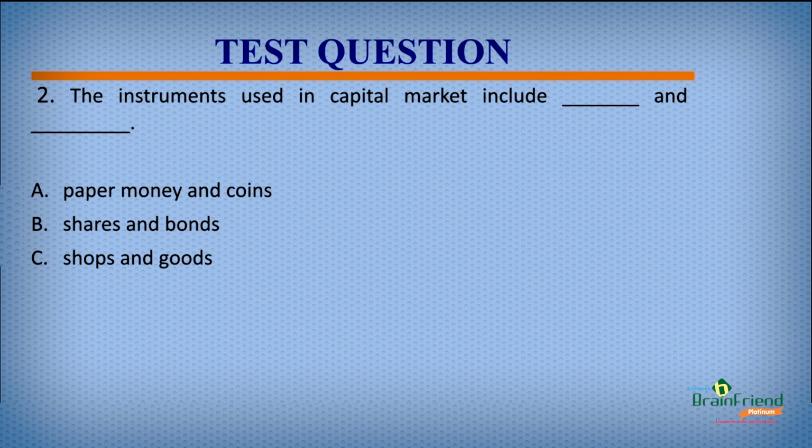Question number 2. The instruments used in capital market include dash and dash. A. Paper money and coins. B. Shares and bonds. C. Shops and goods. The right answer to this question is also option B, shares and bonds.